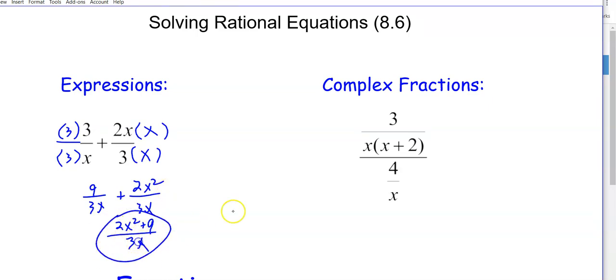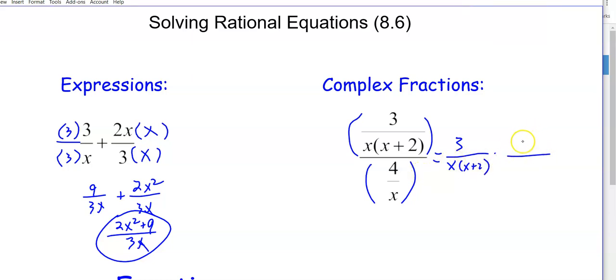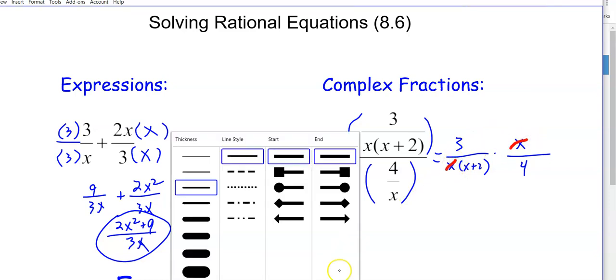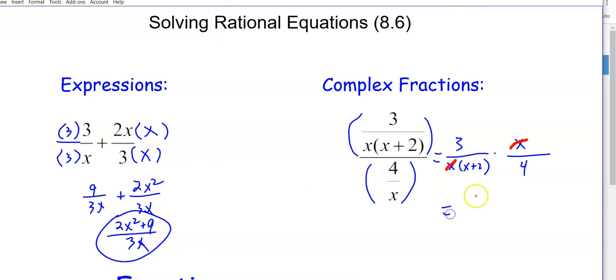We learned how to deal with complex fractions, right? So you have a fraction within a fraction. You can usually just take that and say, well, that's equal to the first fraction times the reciprocal of the fraction you're dividing by, which would be x over 4. If you do that, you see the x's nicely cancel, and you get 3 over 4 times x plus 2.